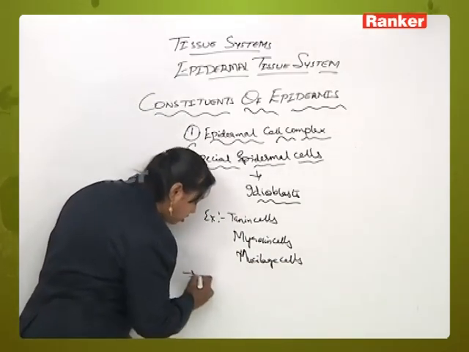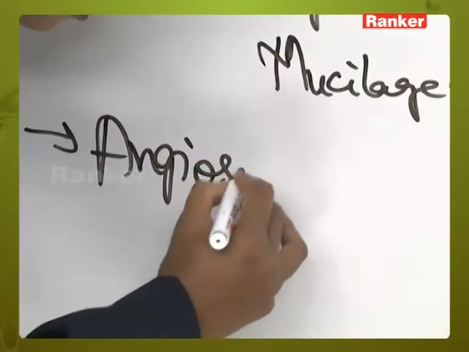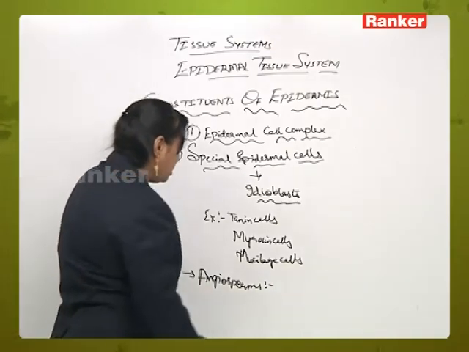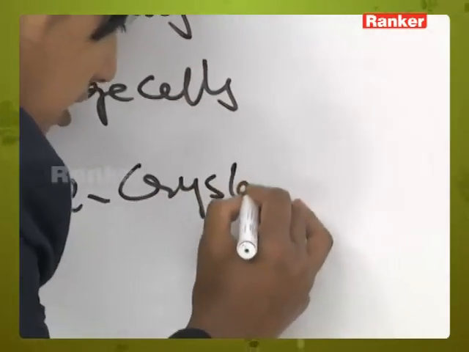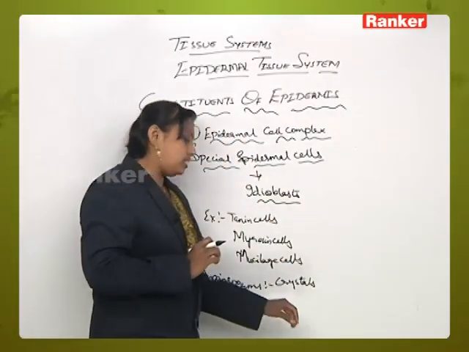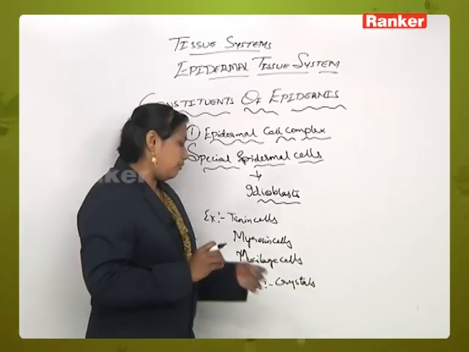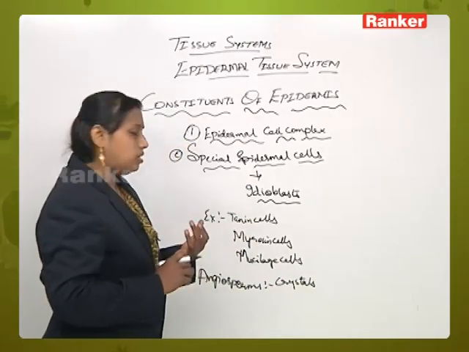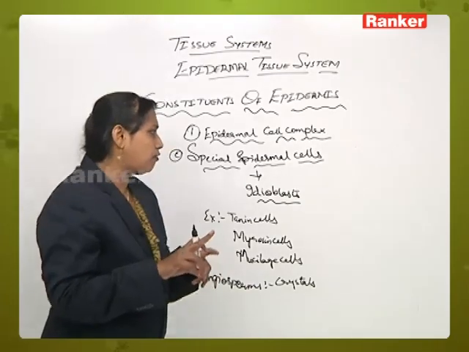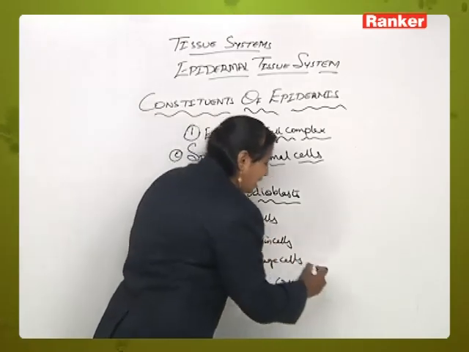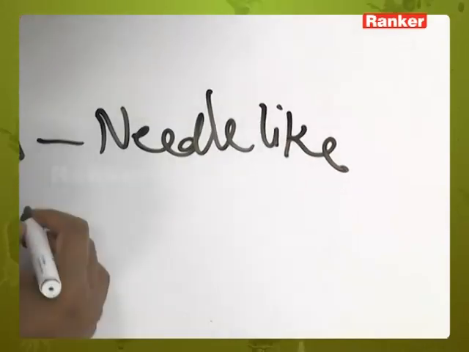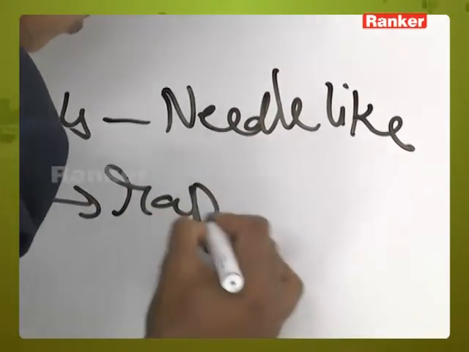In angiosperms, we will see the presence of some crystal-like structures occurring in different forms. Some are needle-like crystals. These needle-like crystals occur either singly or in groups. These needle-like crystals are called raphides.